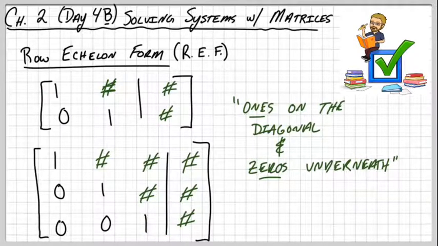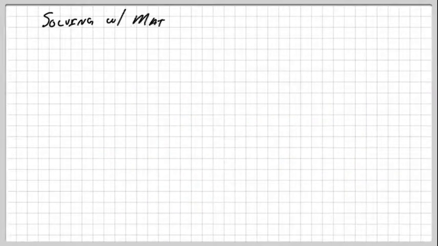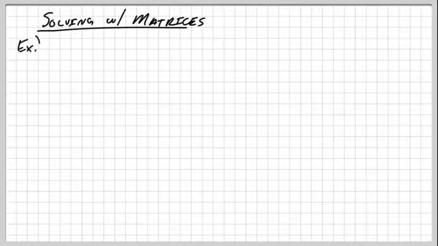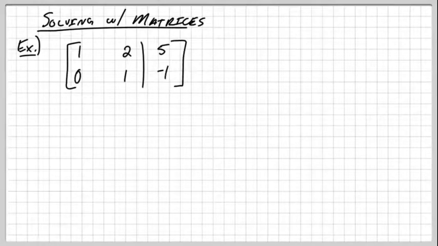So how does that actually help us solve these things? Well, let's take a look at actually solving a matrix that's in row echelon form. So here's my augmented matrix. The first row is 1, 2, 5. The second row is 0, 1, -1. So you'll notice that this is in row echelon form, right? It's got ones across the diagonal here, 0 underneath, and it's got whatever these other constant terms are.